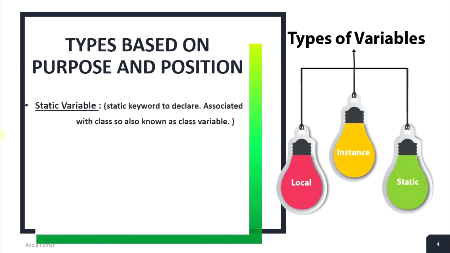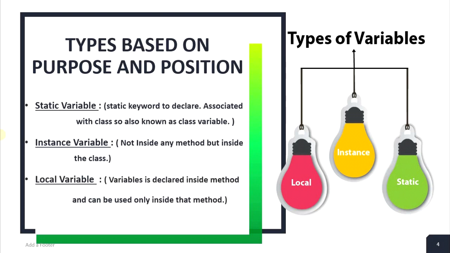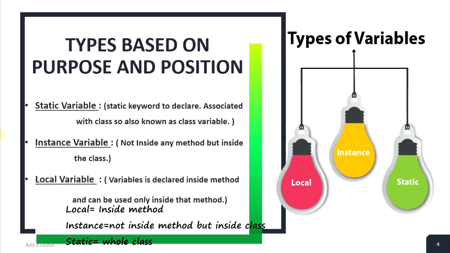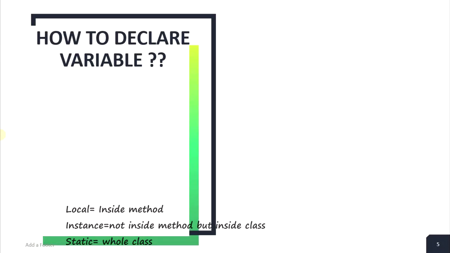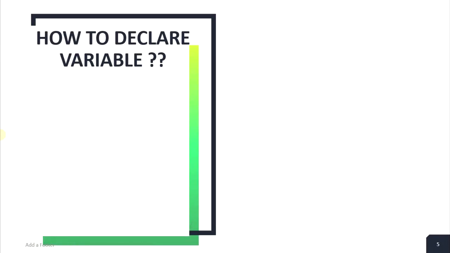Now, static variable. We use the static keyword to declare our static variable, and it is associated with the class, so it is also known as a class variable. An instance variable is the variable which is not declared inside any method but is declared inside the class. Now, local variable. Local variables are the variables that are declared inside a method, and they can be used only inside that particular method where we declared them.